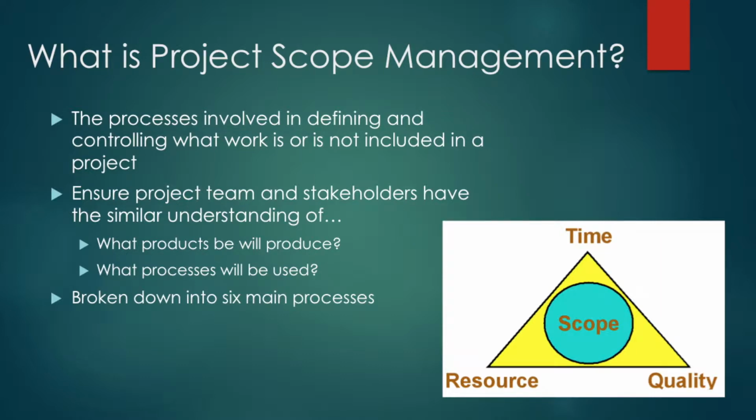Project Scope Management is the process that involves defining and controlling what is and is not included in a project. It is where the scope is accurately defined and structured so that a project team and its stakeholders have a common understanding of what processes will be used to meet the given requirements for a project.